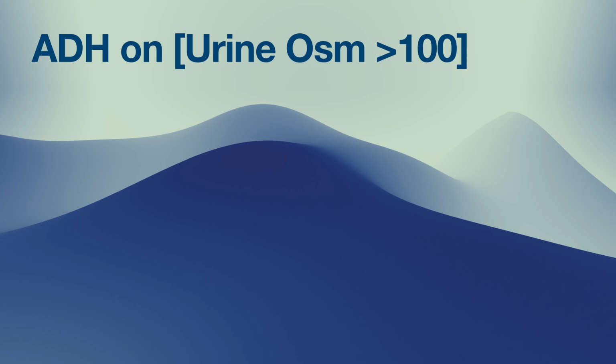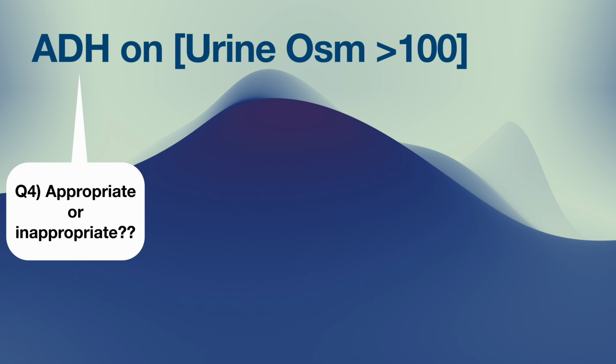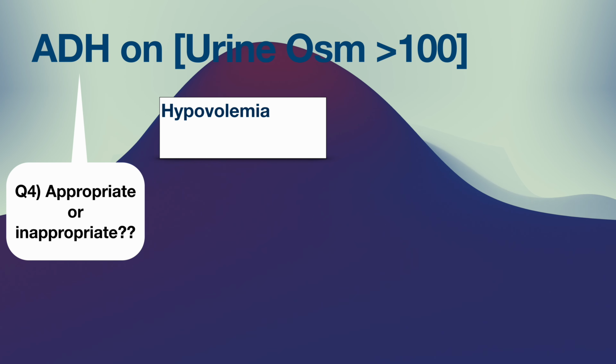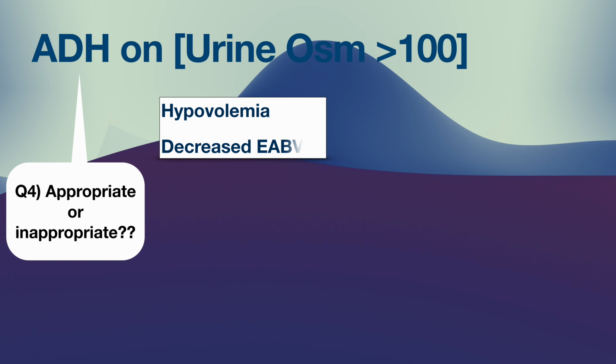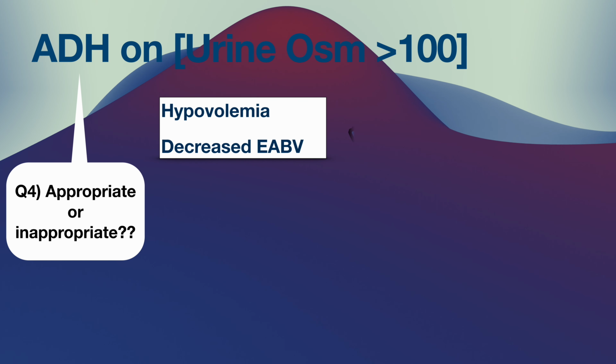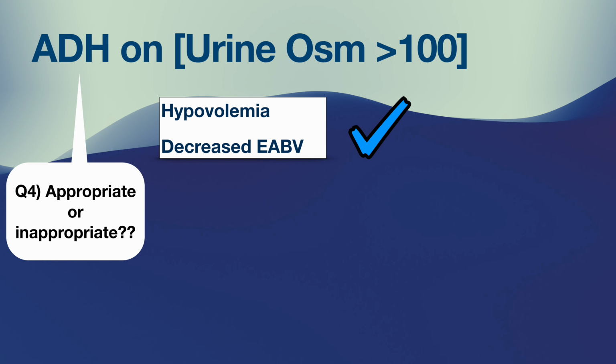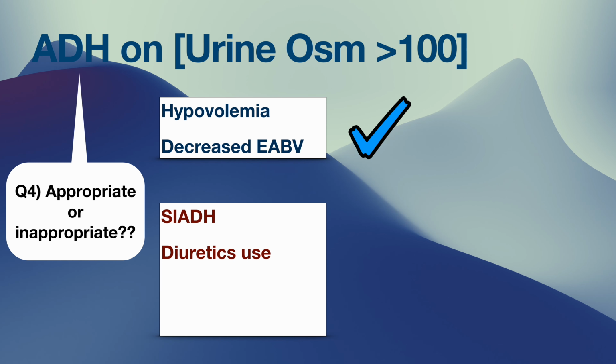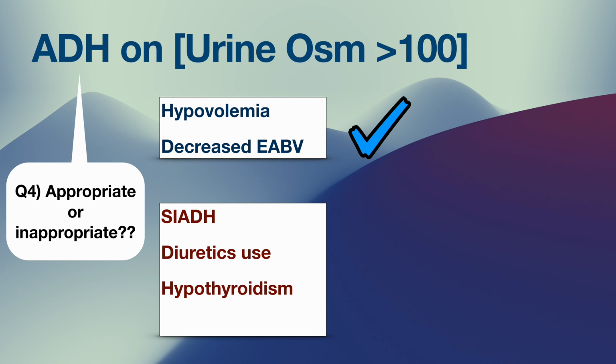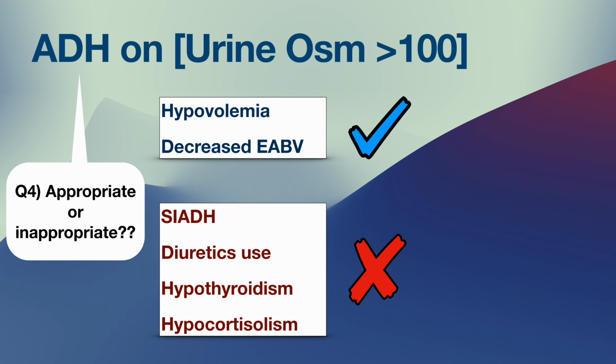But if ADH is on, we'll ask if this is appropriate. See, in cases of hypovolemia or decreased effective arterial blood volume because of third spacing, ADH activation is appropriate, because here the non-osmotic stimuli is taking over. But high ADH in SIADH, diuretic use, hypothyroidism and Addison is inappropriate.